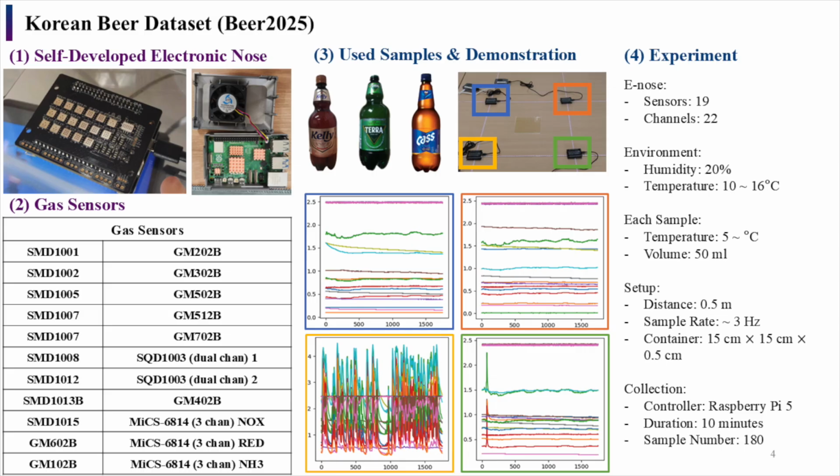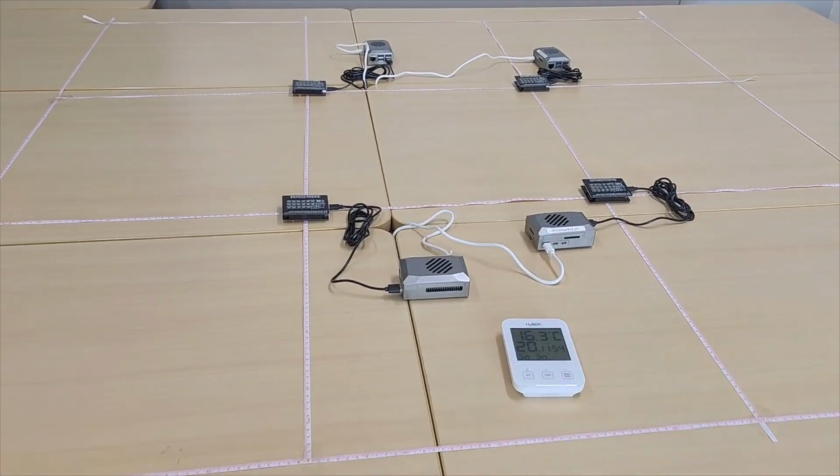All the experiments are conducted within a classroom at Hanyang University. While collecting the data, the humidity is around 20% and the temperature ranges from 10 to 16 degrees centigrade. The data is collected from a 50 milliliter beer sample with a sample rate of 3 Hz. Each sample was contained in a transparent acrylic container. Each data collection lasts for 10 minutes. We finally collected 180 samples for 3 Korean beers. Here are some photos related to the experiment.